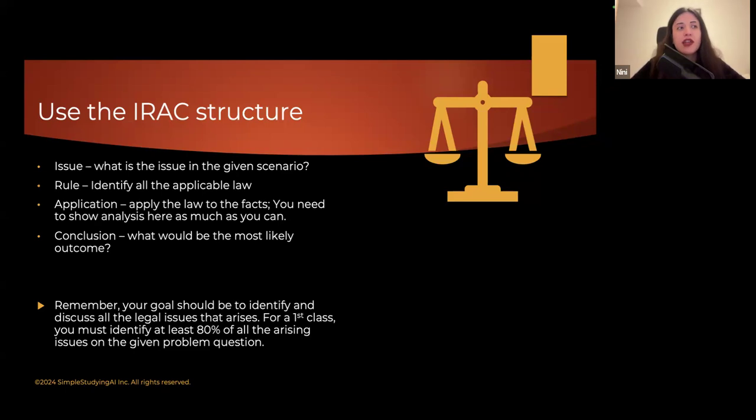And show analysis. There is no right or wrong answer in law. It's not math or physics. There is no right or wrong. The most important thing is that you identify the legal issues in the problem question, you apply the relevant law, and you provide analysis. So it's not about saying, yes, there is a duty of care or no, there isn't. It's about making sure that you make all possible arguments. Conclusion: what would be the most likely outcome? So at the end of every single legal issue discussion, you have to have mini conclusions.